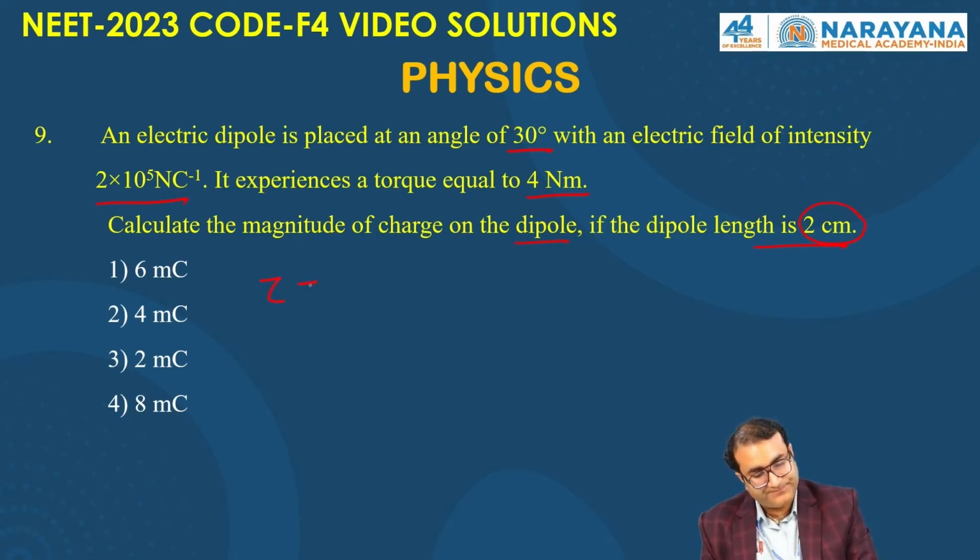So torque is PE sin theta. Torque is 4 Newton meter. Dipole moment we can write as Q into L. Electric field is given to us as 2 into 10 power 5. So 4 Newton meter equals Q into L into E into sine of 30 degree. Put the value of length as 2 by 100. On solving this, we get the value of Q as 2 millicoulomb. Third option is correct.